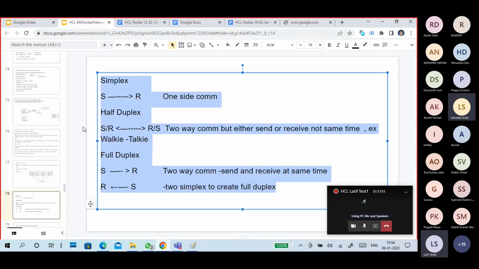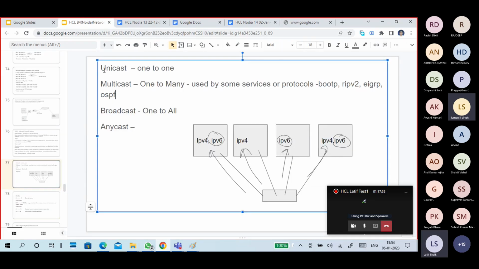Okay, this is one point. Next one is unicast, broadcast, multicast kind of stuff.